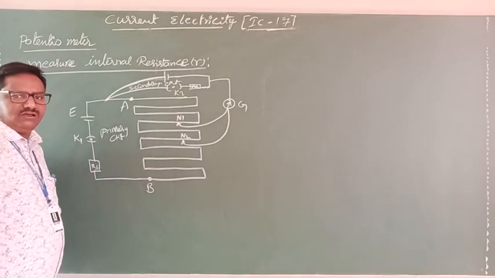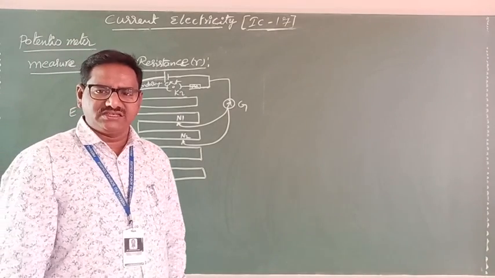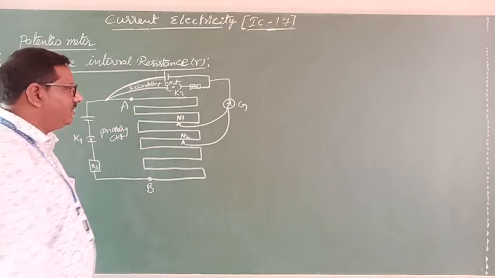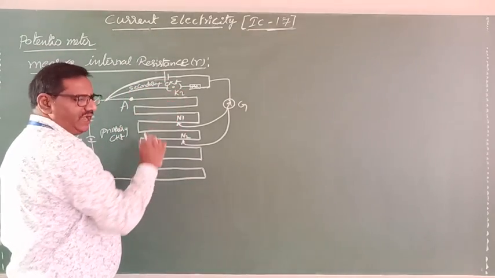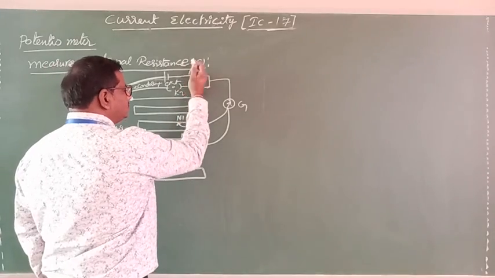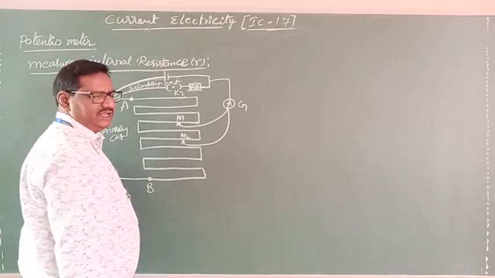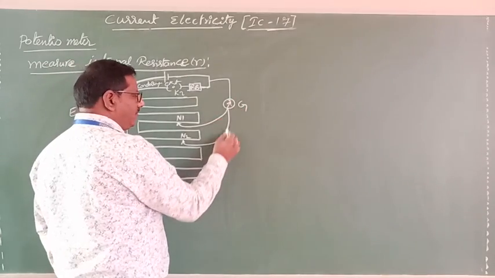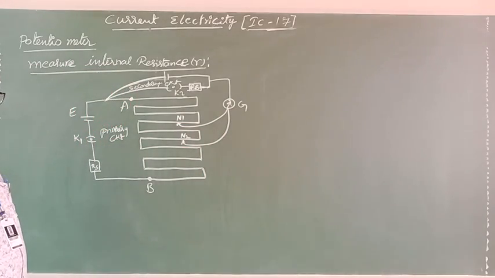In it, we will connect one battery whose internal resistance we want to measure. That cell we will connect in a secondary circuit with the help of K2 and one small resistance, R. Clear? These are connected with one galvanometer. From the galvanometer, we will have one jockey.